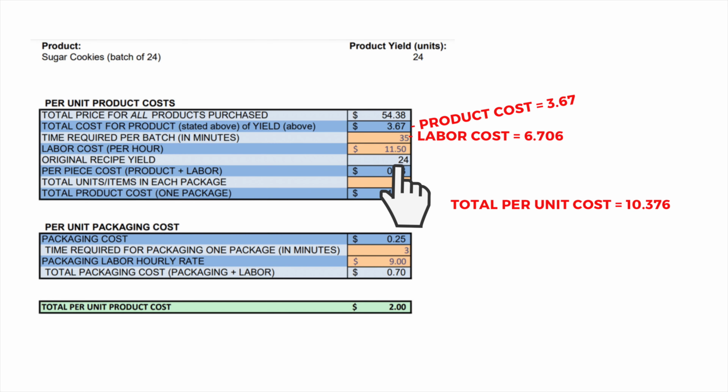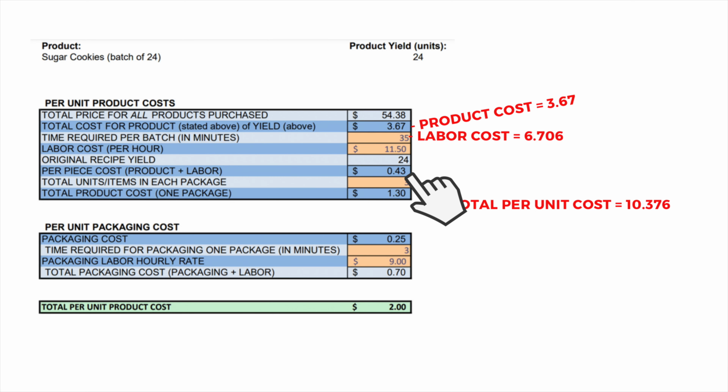But since there are 24 units, you need to take the 10.376 and divide it by 24 to get the per piece cost. And that per piece cost is 0.43 if you round it. Because now we're at the end and you can round this number now. It is 0.43. Woo!